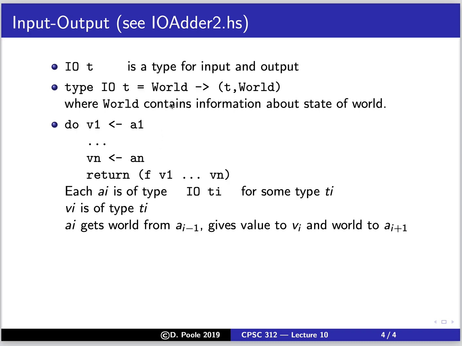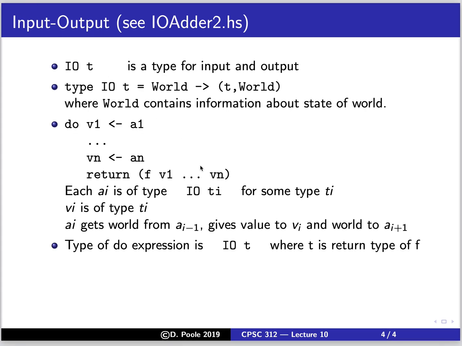So what's going on here? There's an outside world, the state of the whole world, that comes into A1. A1 updates it, gets a new state of the world, and outputs a value to V1. Then A2 takes that state of the world and gives its value to V2, and so on. Eventually AN gets the state of the world, returns a value to VN, and produces a new state of the world, which is then passed on to the return. We'll look at that in more detail in class. The type of the expression is IO of the type of f of v1 to vn.